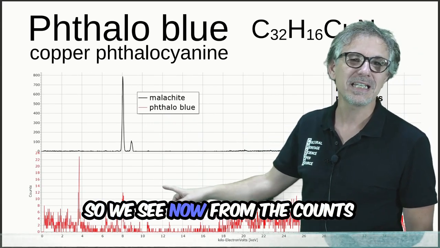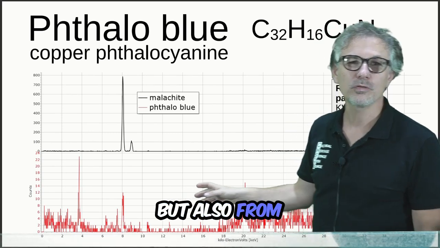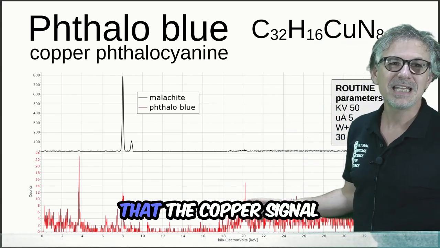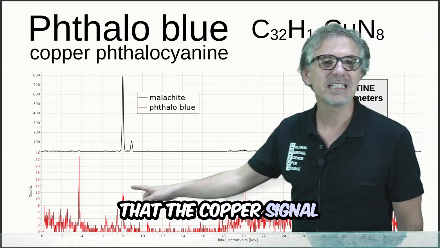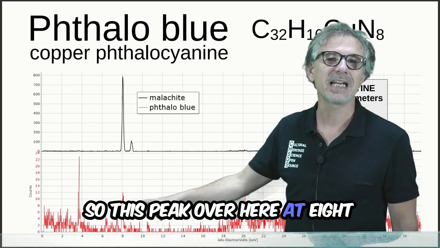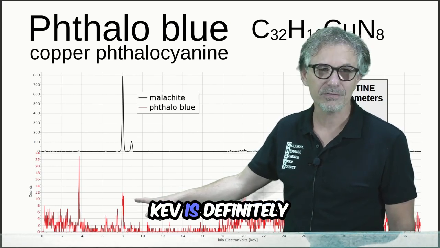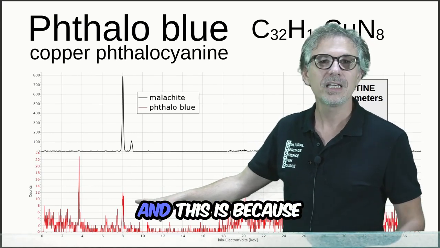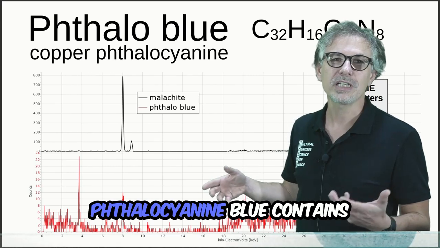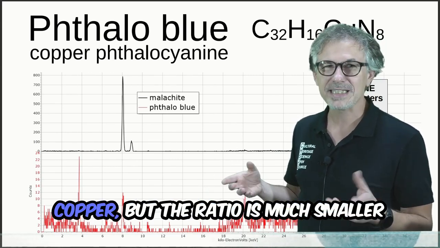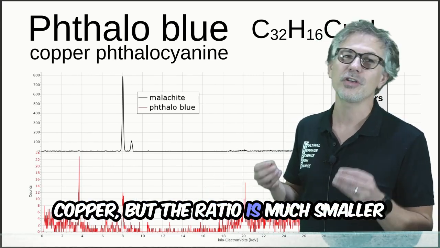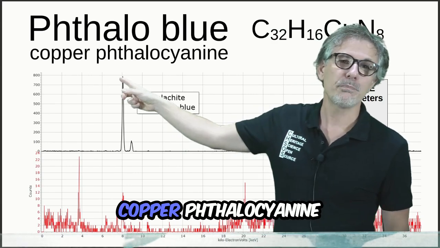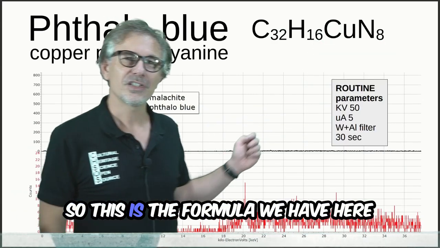We compare this spectrum, the red one for phthalocyanine blue, with malachite, the previous one. We see from the counts, but also from the noise in the spectrum, that the copper signal, this peak over here at 8 keV, is definitely extremely much smaller. This is because phthalocyanine blue contains copper, but the ratio is much smaller. Phthalocyanine blue is a copper phthalocyanine. So this is the formula.